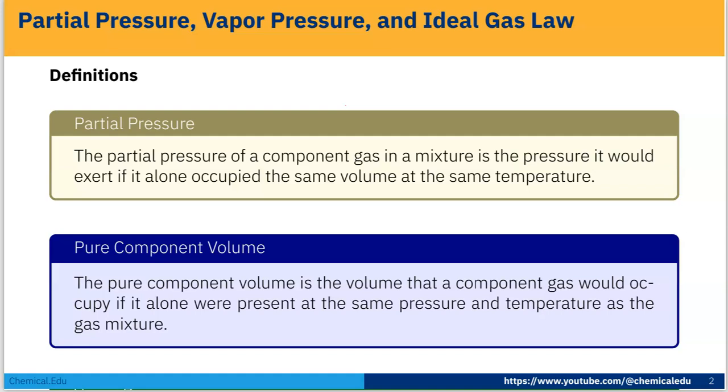Now next is pure component volume. The pure component volume is the volume that a component gas would occupy if it alone were present at the same pressure and temperature as the gas mixture.